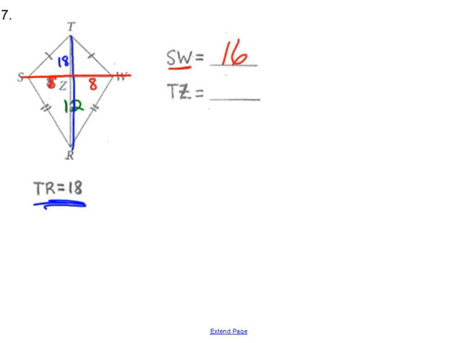Now for TR, the blue one, this segment on top and this segment are not the same. So we have to look at another part of the picture, which would be this green 12. So in order to figure out what the top of this segment is, this part right here, we have to take the 18 and subtract 12. 18 minus 12 equals 6. So this little segment right here is going to be 6.